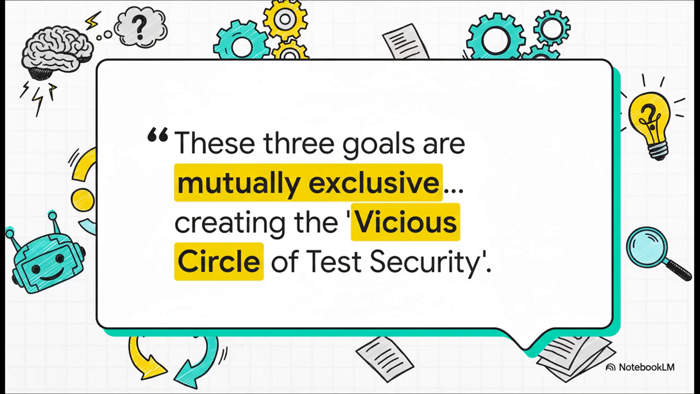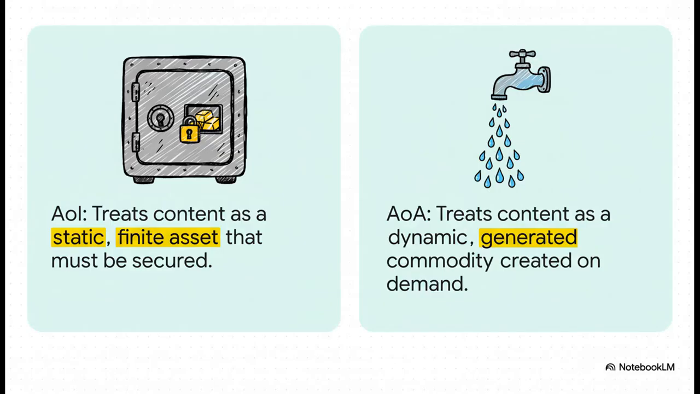Want to scale up to 1 million users? Your security risk goes through the roof. Want to lock everything down tight? Good luck validating your questions or scaling at all. It's what the source calls the vicious circle of test security, a problem that the old system, by its very nature, just can't fix. So how in the world do you break a circle like that?